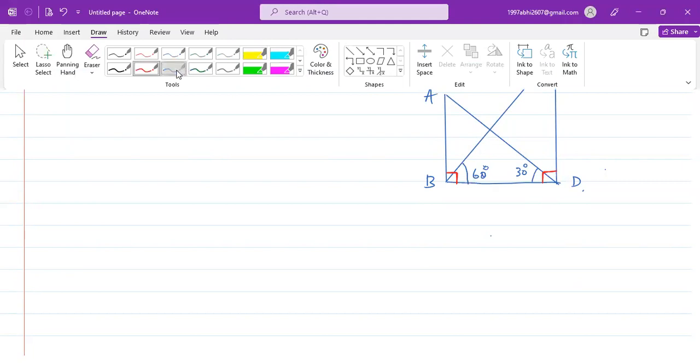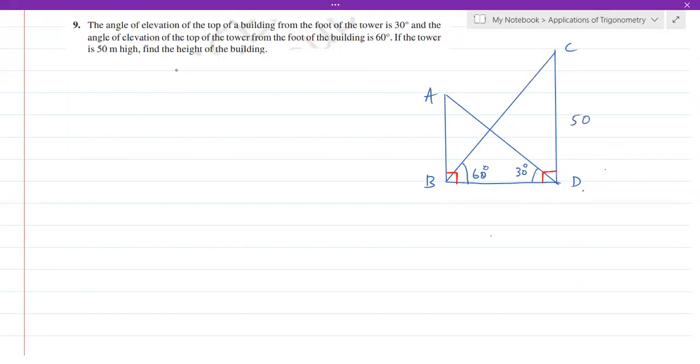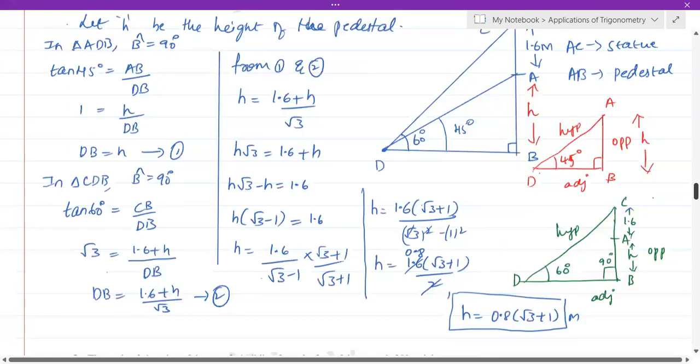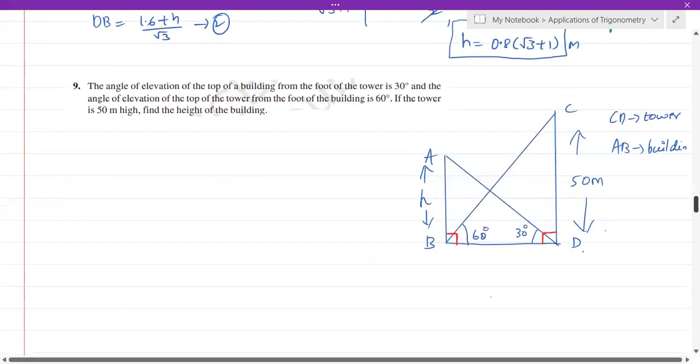The height of the tower is given. CD is the tower, right? So the height of the tower is given as 50 meters. What we have to find is the height of the building. Let H be the height of the building. We have to find the value of H. So CD is the tower, and here AB is the building. If you write it like this, it will be easy. For the evaluator, they will get to know which is the building and which is the tower.